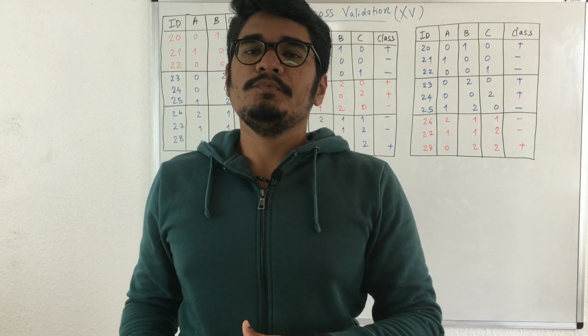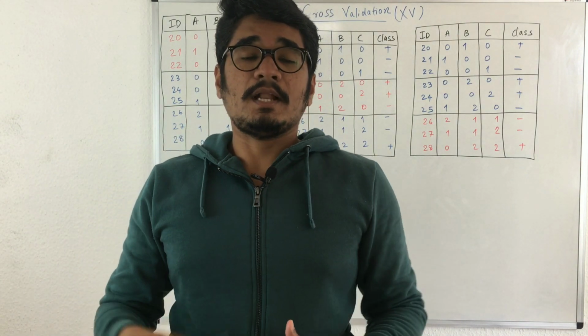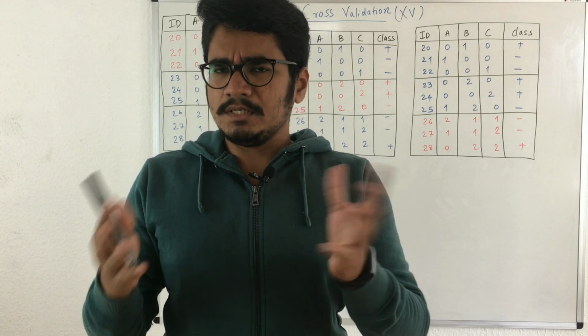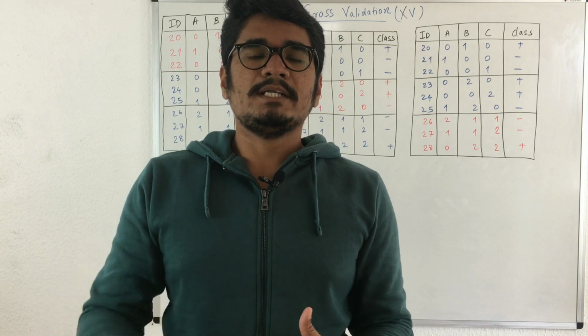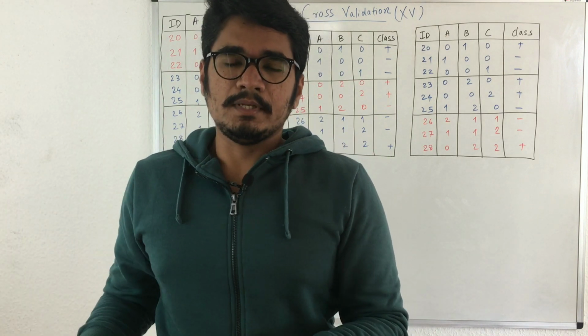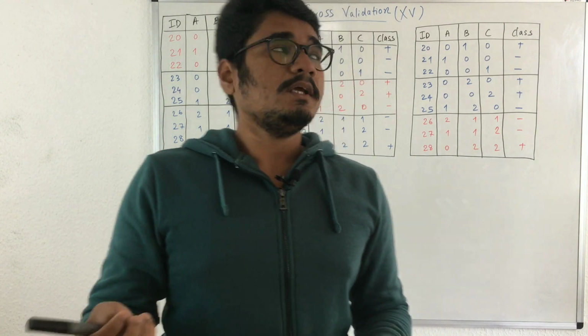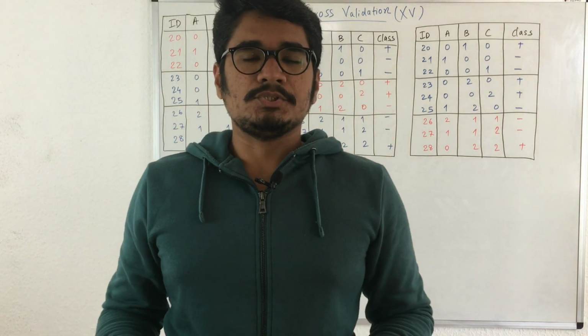So in the previous video we saw different types of methods for classifier evaluation. That is, we had the holdout method. Then there were some limitations in the holdout method, so that's why we moved on to random sampling, and it has also got some limitations. So today we have the topic of cross validation.